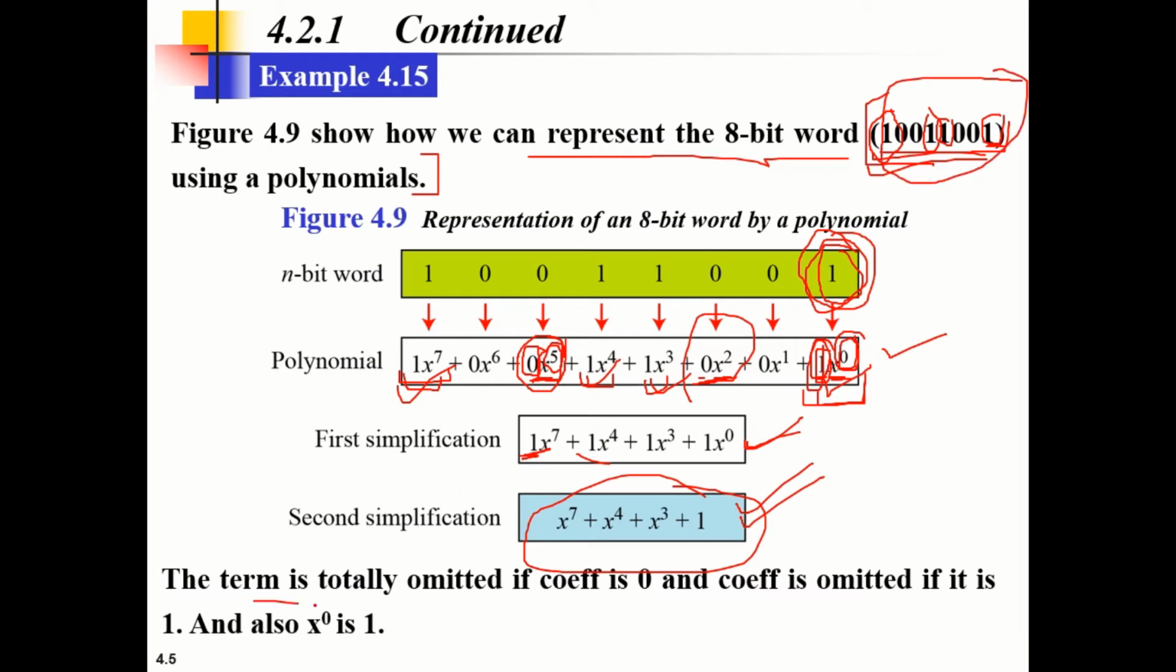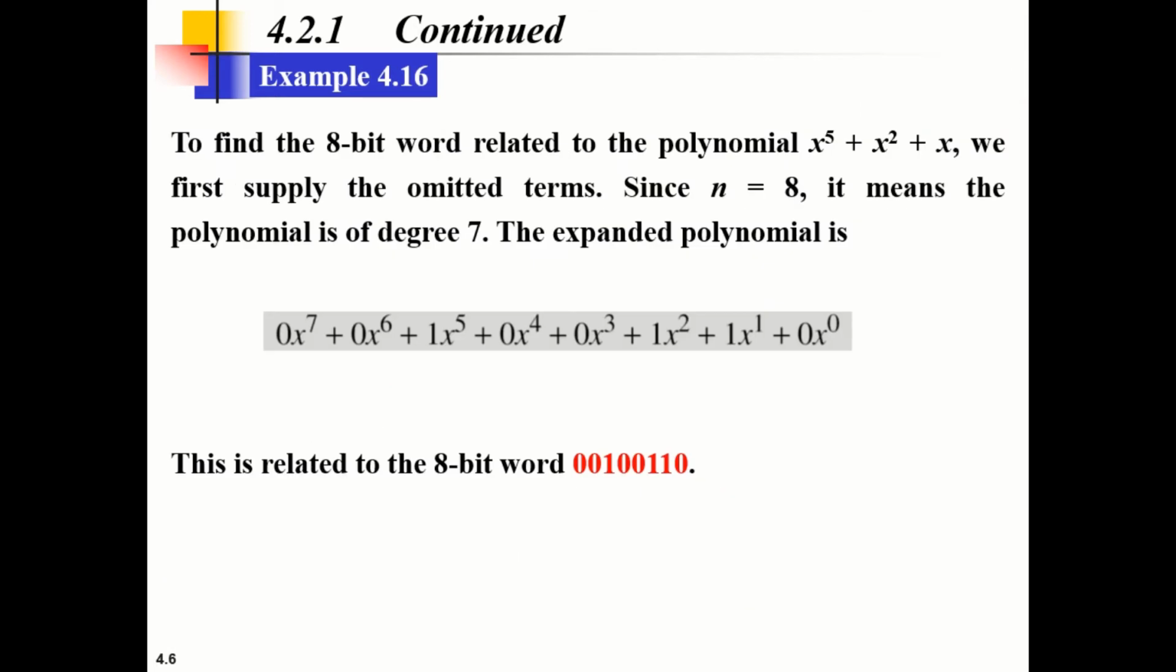Okay, so it says that the term is totally omitted if the coefficient is 0, as I told you, and the coefficient is omitted if it is 1, right? So यहाँ पे जो coefficients 1 थे उन coefficients को हमने omit कर दिया, and also x raised to 0 is 1, fine. So यहाँ पे भी x raised to 0 की जो value है that is 1, fine. So ये वाली value 1 हो जाएगी, 1 into 1 will be 1. So this is how we convert any given word into a polynomial. So we'll be using these polynomials for calculations.